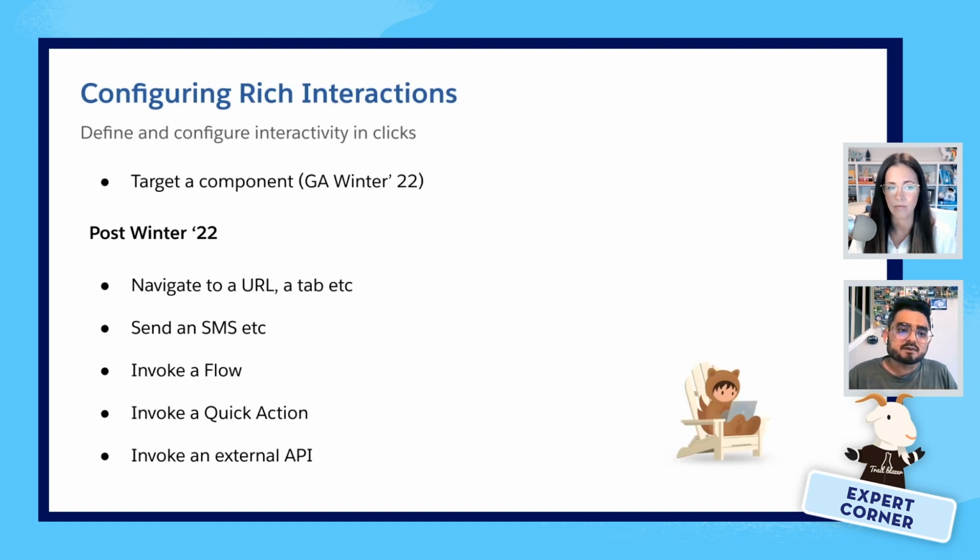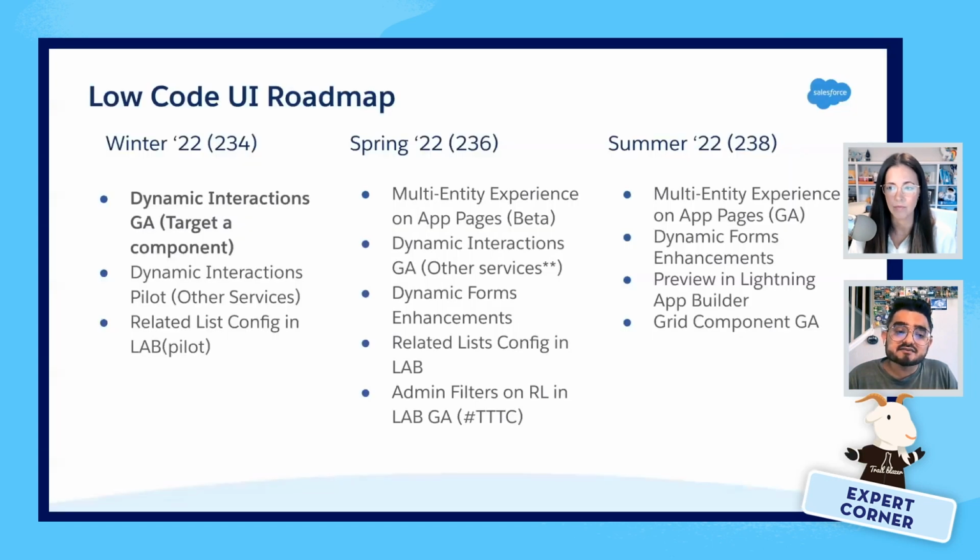And when it comes to the roadmap, for Winter 22, I'm very excited to say that we will be GAing dynamic interactions, target a component as a service. And we'll also be piloting other services that we talked about in the previous slide.